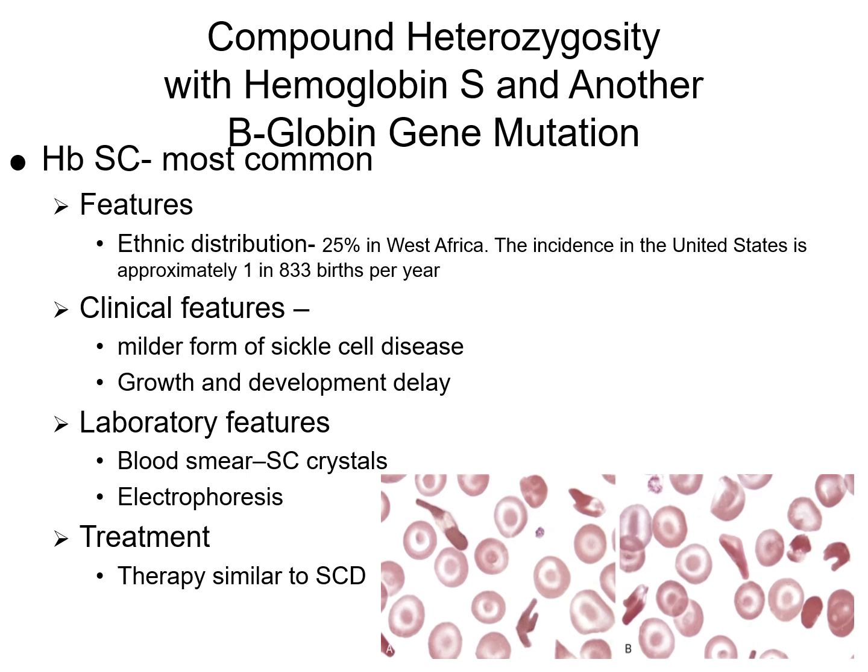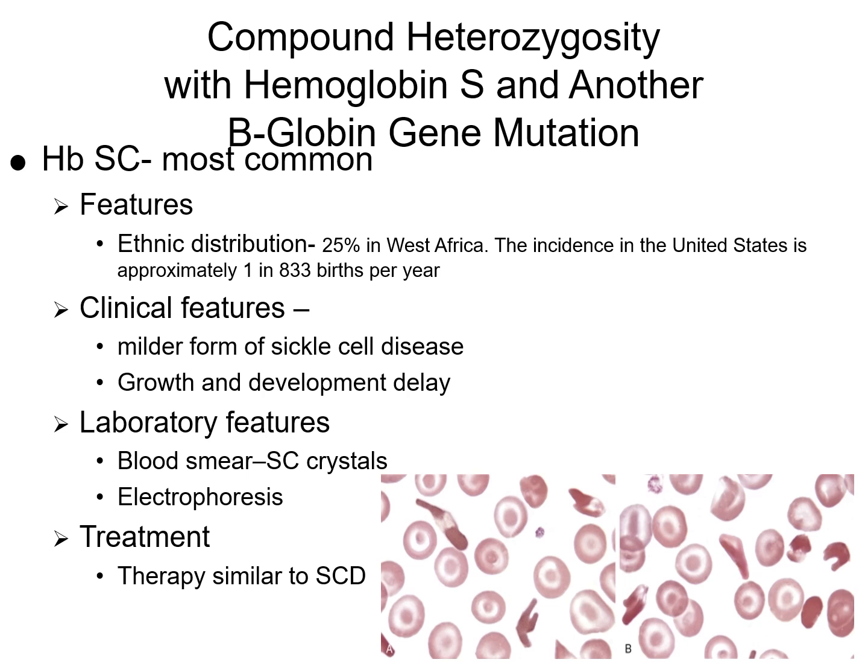Hemoglobin SC disease, this is the most common compound heterozygous hemoglobinopathy. This is found in approximately 25% of people in West Africa. The incidence in the United States is about 1 in 833 births per year. For clinical features, this is generally a mild form of sickle cell disease compared to the homozygous hemoglobin S. Patients can experience growth and developmental delays as well.